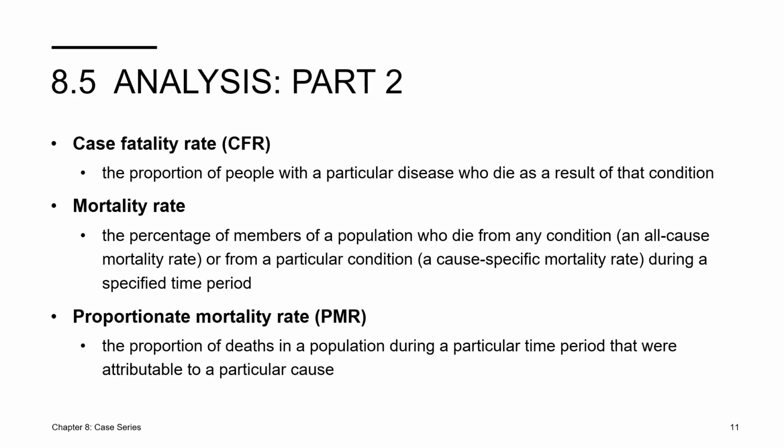But then you can also calculate more broadly the mortality rate, which is the percentage of members of a population who die from any condition, which is called an all-cause mortality rate. Or it could be very specific, a death from a particular condition, which is a cause-specific mortality rate during a specified period of time. Then there is also a proportionate mortality rate, and this is the proportion of deaths in a population during a particular time period that were attributable to a particular cause.